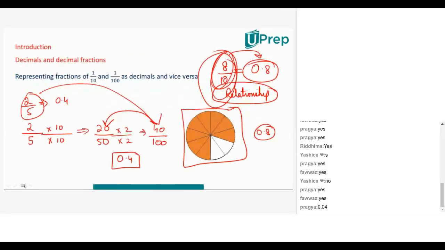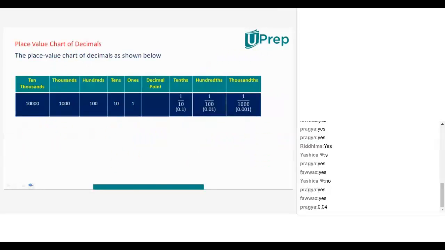Place value chart of decimals. Remember that hopping figure that we saw in the second slide where we were dividing everything by 10? Even when we're discussing decimals, we have the concept of a place value chart. What is this? When I write a number, ones, tens, hundreds, thousands, 10,000, that's how I move. What am I doing while I'm moving? I'm dividing it by 10, dividing it by 10, dividing it by 10.